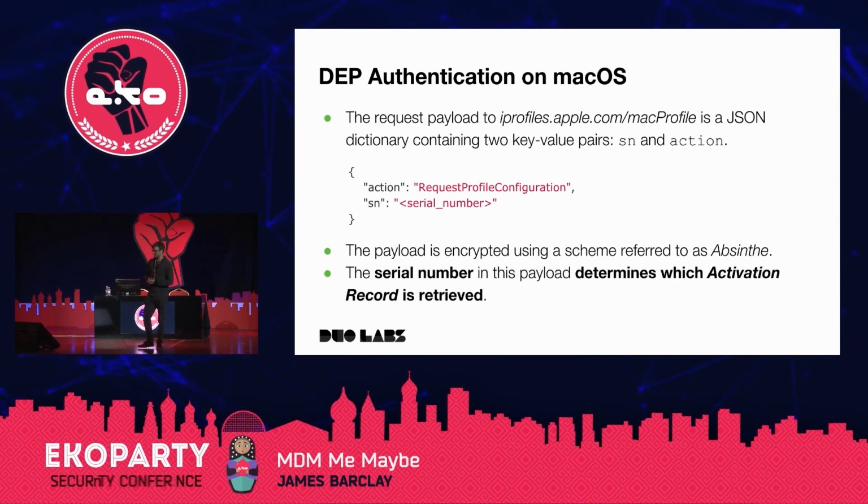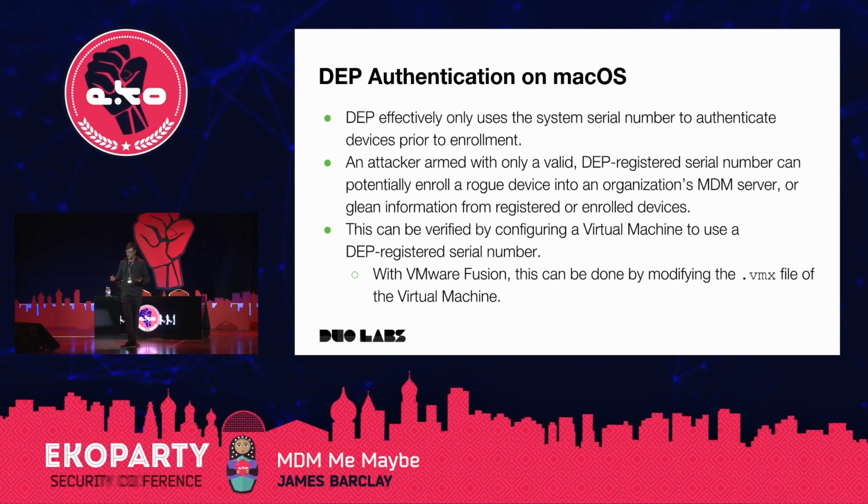So I'll say that again. The serial number in the payload is what determines which activation record is retrieved, not how the device was authenticated. So in this way, DEP effectively only uses the system serial number to authenticate prior to enrollment. An attacker armed with only a valid DEP-registered serial number could potentially enroll a rogue device in an organization's MDM server or just glean information from that activation record.